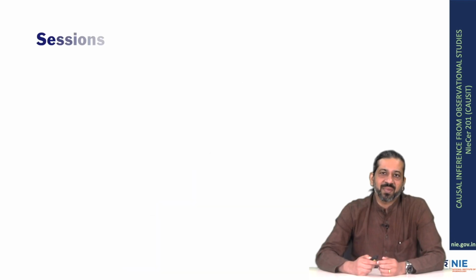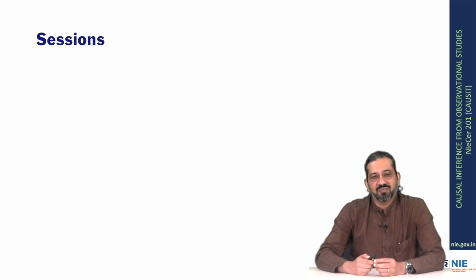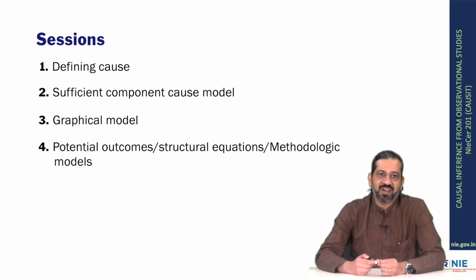We focus on the insights facilitated by each of these approaches and the various connections and translations among these approaches. This topic will be divided into 4 broad sessions. The first session will try to understand how to define cause, and then we'll go specifically into the various epidemiological approaches or models to help us to understand how to design our studies and how to analyze data specifically from observational studies, namely the sufficient component cause model, the graphical models, and then a series of more quantitative models such as the potential outcomes model, the structural equation models, and the methodological models.